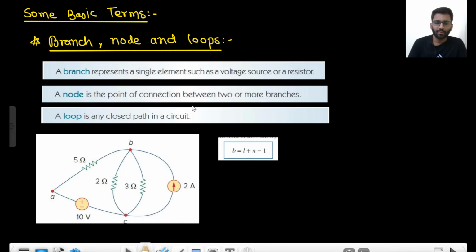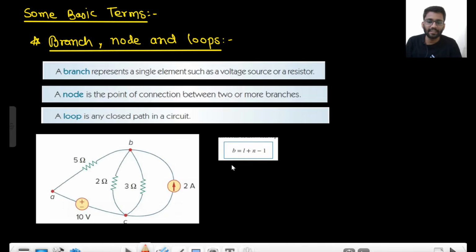Hello everyone. Before moving ahead in this chapter, we need to know some basic terms and some classification of elements. Let's start with these three terms: branch, node, and loops. While studying this chapter, you will see these terms often. So what is a branch?